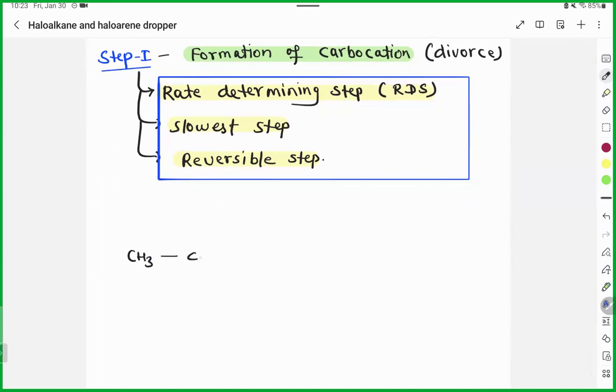So (CH3)3C-Br. Or you can take any halogen. Don't write Br, otherwise you will think it is only from bromine. So first thing is it is reversible. See, I am writing the full reversible thing. Extremely important because people make mistakes in this.